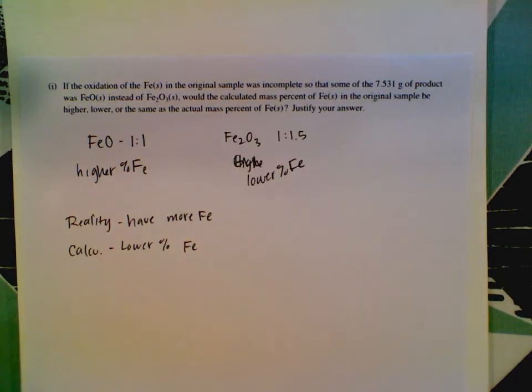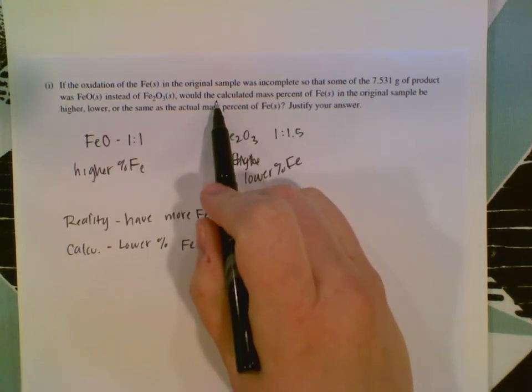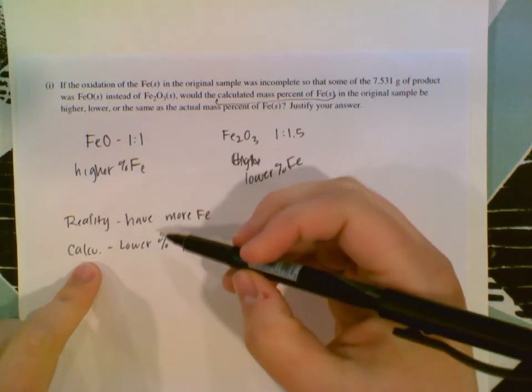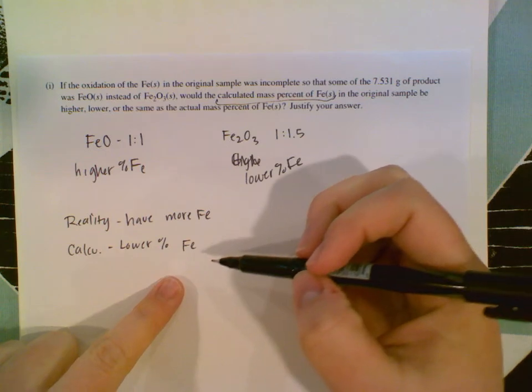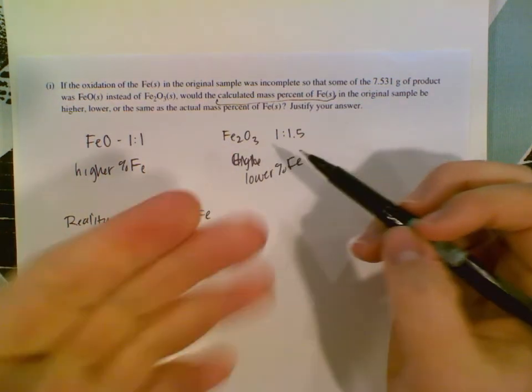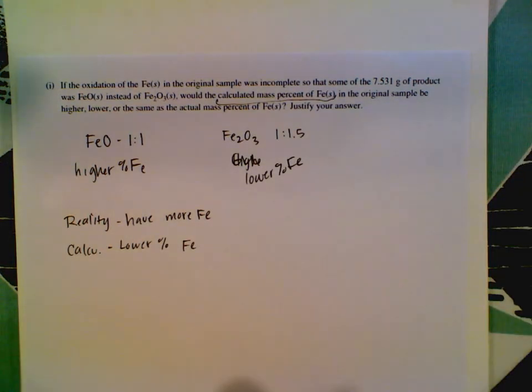But in this case, it is asking me about the calculated mass percent. So we would be talking about the calculated percentage would be lower because Fe2O3 has a lower iron to oxygen ratio, and therefore its mass would be lower.